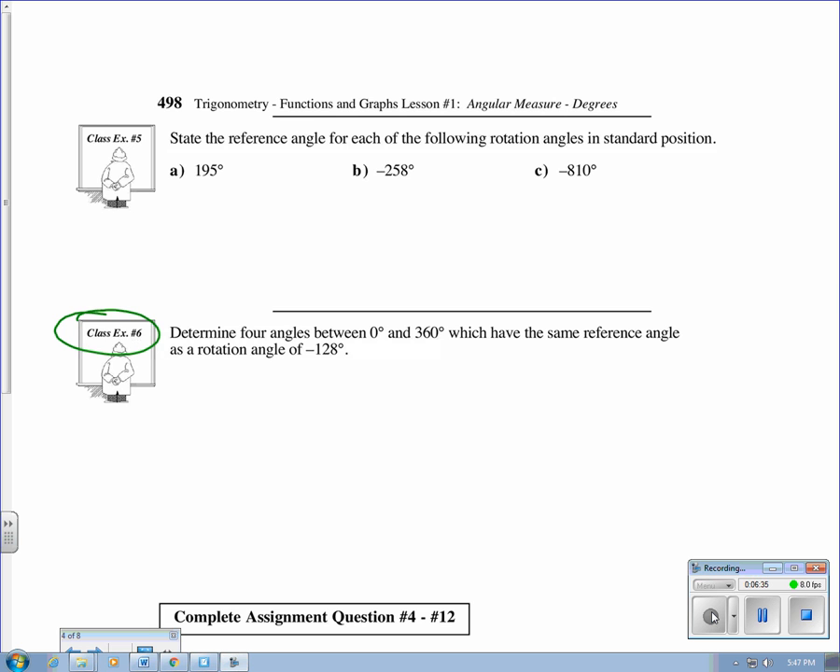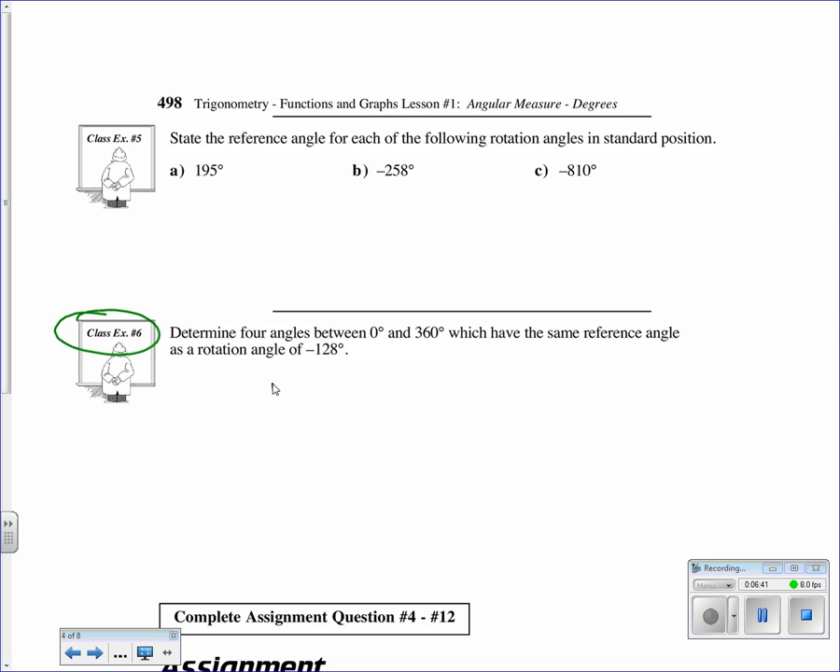I'm just going to pick up class example number 6. I need the same reference angle as a rotation of minus 128. So all good things to explore. Minus 128 is here. So that would be 180 minus 128. So that would be a 52-degree reference angle. So my reference angle is 52.